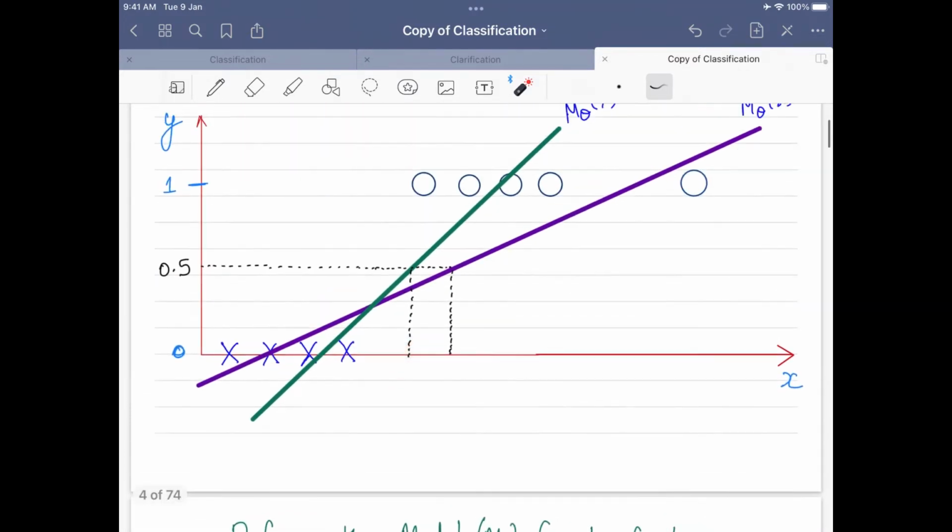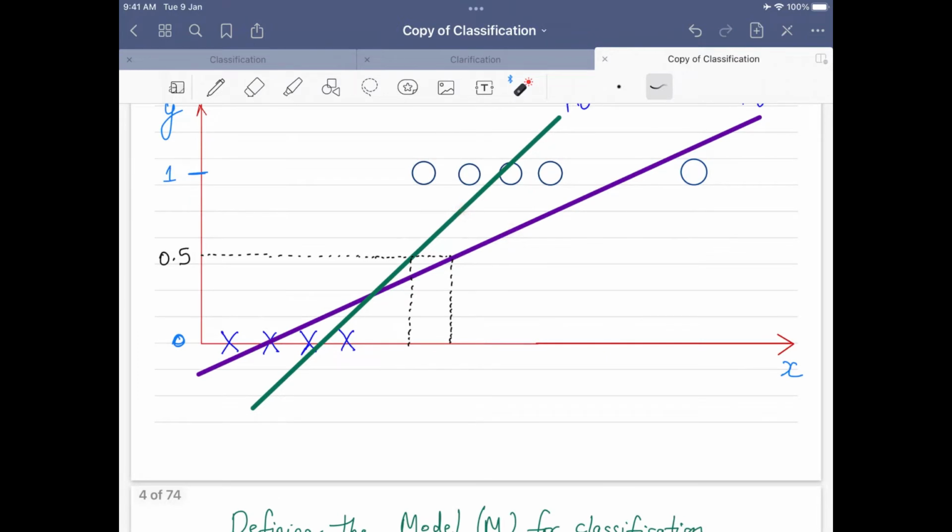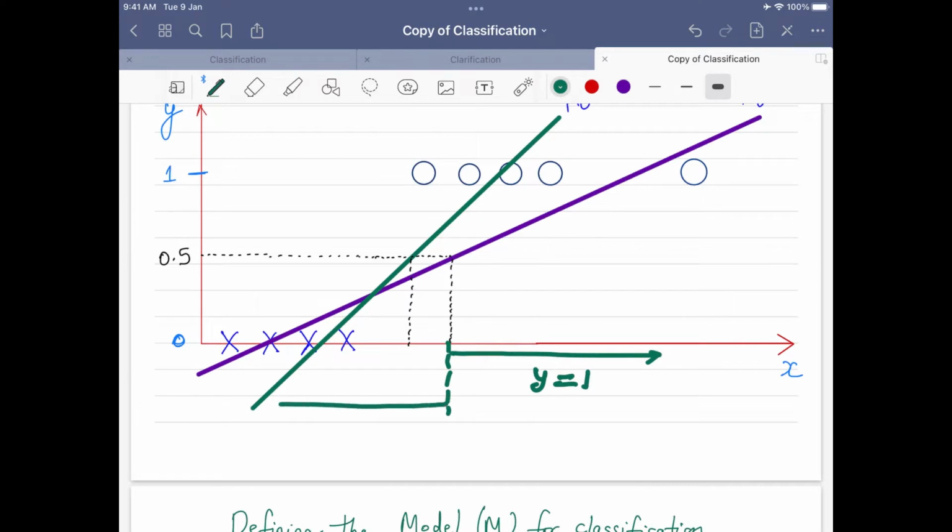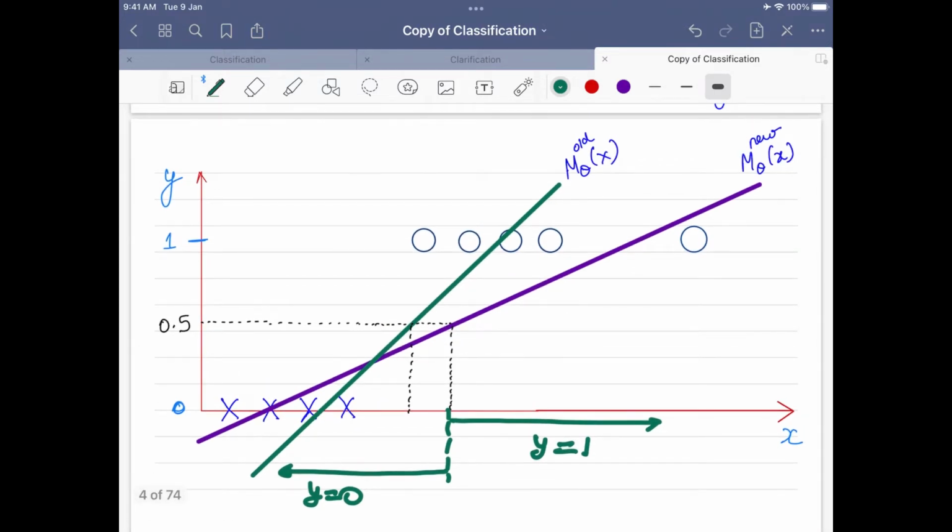But now, because this line has changed from green to purple, this threshold has changed to this point. So all these samples after this are y equal to 1, and all these samples before this are y equal to 0. Now you observe that in this decision boundary, when your boundary is changed from green to purple, this particular sample which is over here is regarded as y equal to 0.